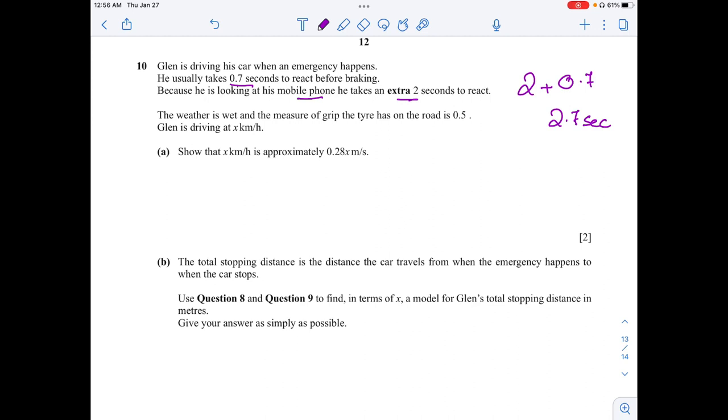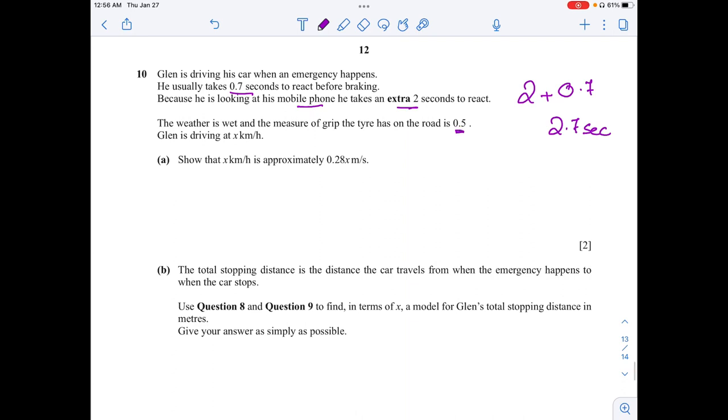The weather is wet. The measure of the grip the tire has on the road is 0.5 this time. Glenn is traveling with a speed of x kilometers per hour. Show that it is approximately 0.28x meters per second: x times 1000 divided by 60 times 60. This should be giving you 0.2777 and so on x. So in two significant figures, 0.28x.